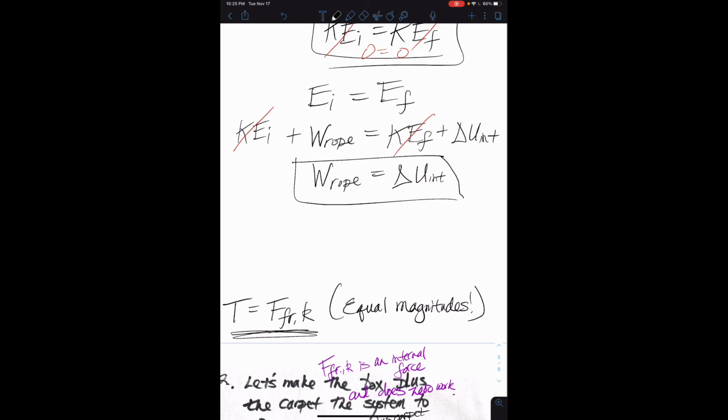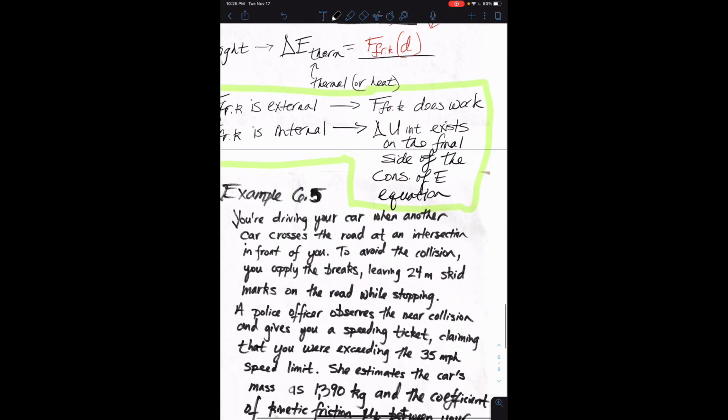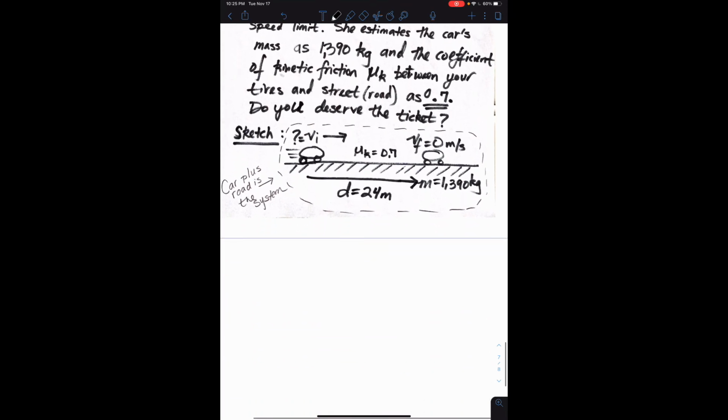And therefore, energy is still conserved and the universe is happy. All right, and we now explain why heat exists after the interaction. Okay, good. All right, now let's try this problem with the person speeding.